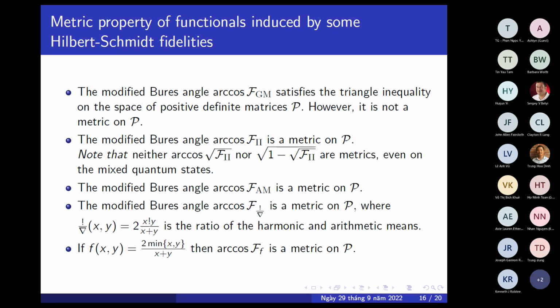Okay, so we also found something interesting: the modified Bures angle of the fidelity induced by the ratio between the harmonic mean and arithmetic mean is a metric on the positive definite matrix space. Here, as you see, I write the notation: harmonic mean and arithmetic mean is just a ratio.